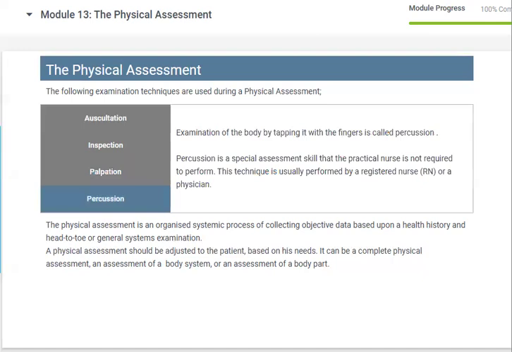The physical assessment is an organized systemic process of collecting objective data based upon a health history and head-to-toe or general systems examination. A physical assessment should be adjusted to the patient, based on his needs. It can be a complete physical assessment, an assessment of a body system, or an assessment of a body part.